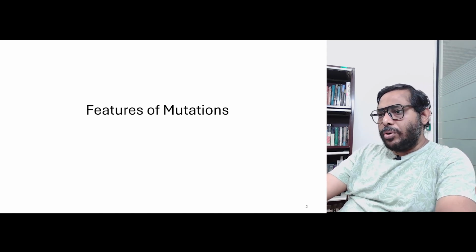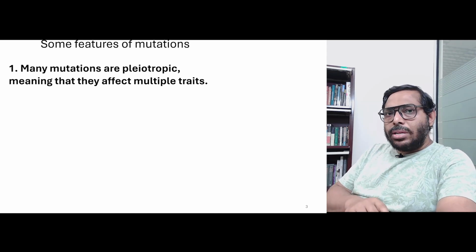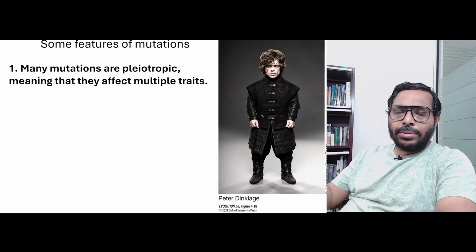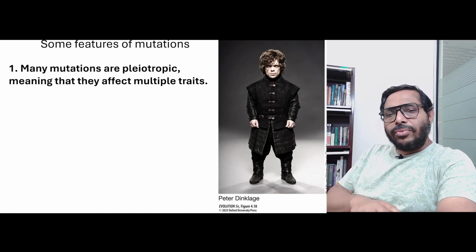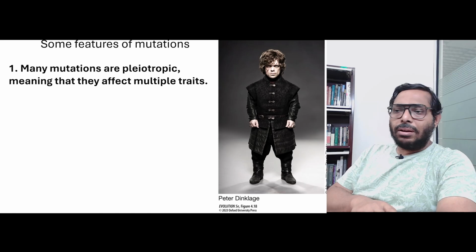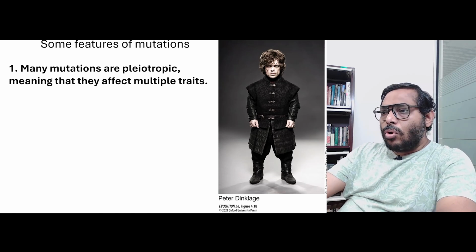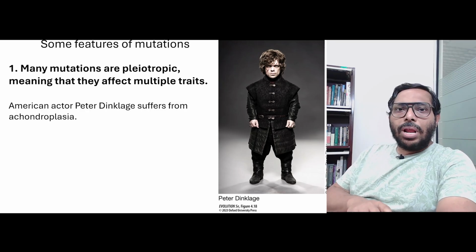So, the first feature of mutations is that many mutations are pleiotropic, which means that they end up affecting not one, but multiple traits. Just to give you one example, most of you probably know this person. This is Peter Dinklage, a reasonably famous American actor who played Tyrion Lannister in Game of Thrones. As you know, he suffers from a certain physiological condition known as achondroplasia.